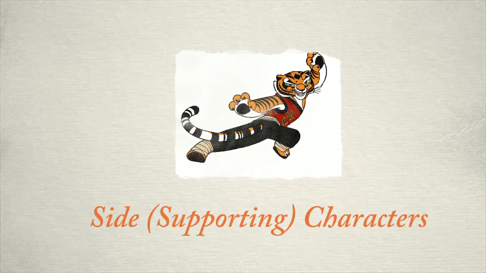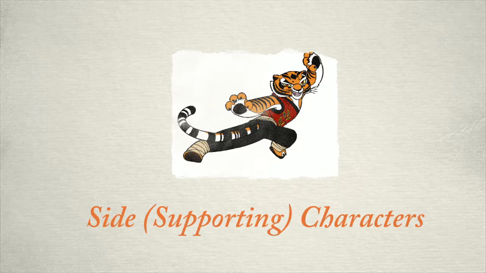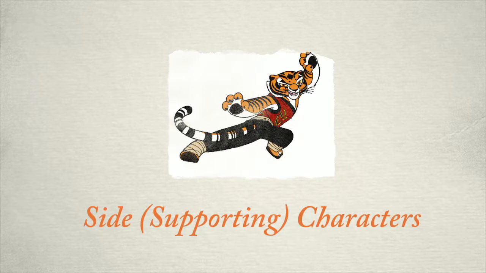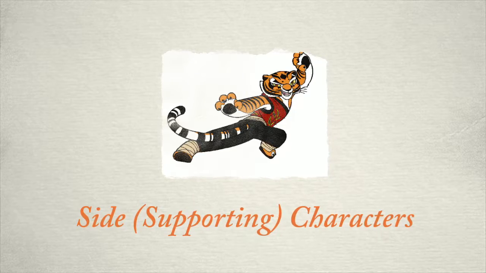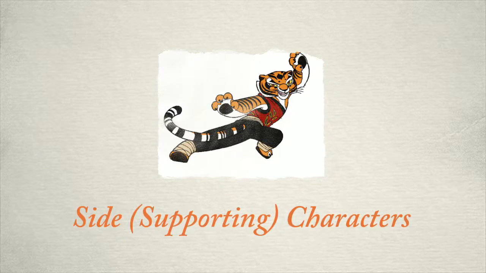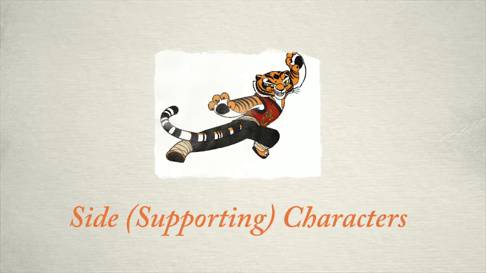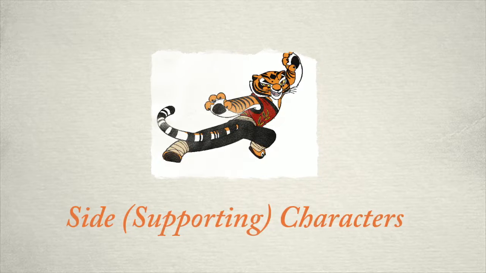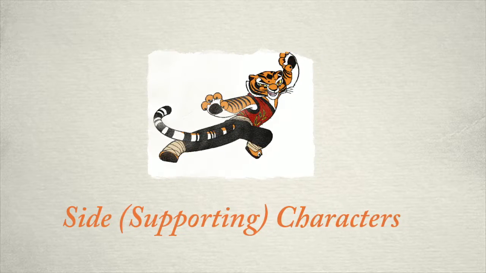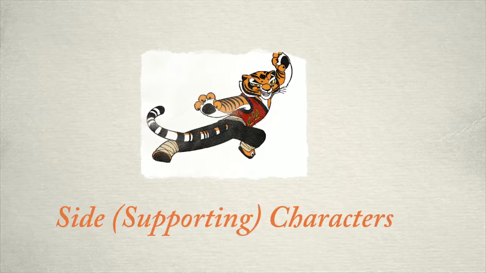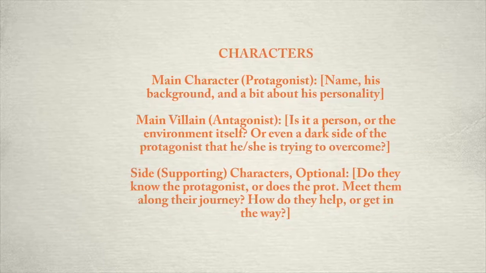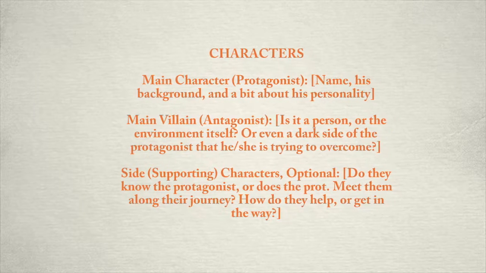Finally, we have supporting characters, or sidekicks as we might think of them. They help the protagonist in some way throughout the story. Just because they're side characters, though, doesn't always mean that they're going to be weaker than the main hero. Sometimes they're stronger in their own ways, but the story still revolves around the crucial protagonist. Some examples of supporting characters are Merry and Pippin from Lord of the Rings, or the Furious 5 from Kung Fu Panda. Go ahead and pause the video again and copy down the format I have here.